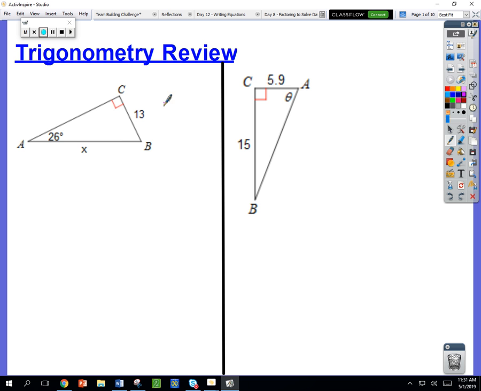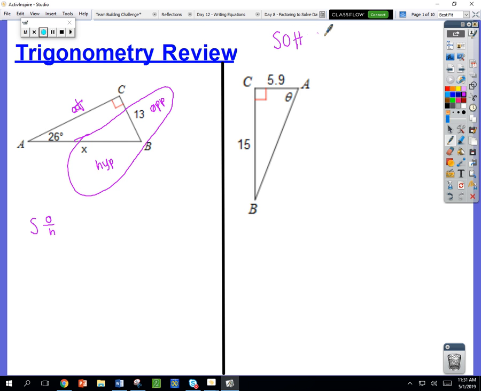So using the angle, opposite that is right here. Adjacent to that angle is right here. That means next to, because this one is the hypotenuse. So it's wanting me to find x, which is hypotenuse, and it gives me 13, which is opposite. So that means I'm going to use the sine function because sine is opposite over hypotenuse.